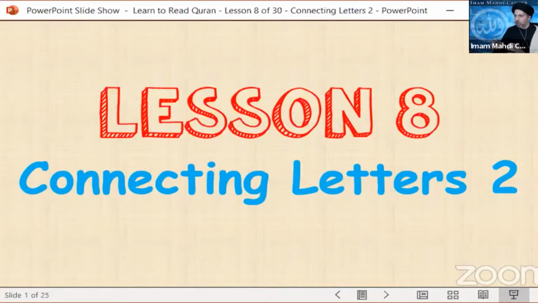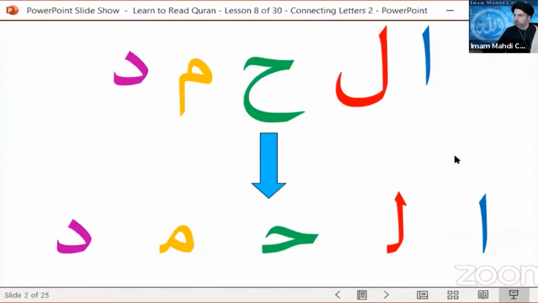Tonight, inshallah, we're going to practice connecting letters into words that are 5 letters or more. We'll see that the process is the same, whether it's a 2-letter, 3-letter, 4, 5, 6, whatever letter word it may be. So we're going to start with our first word. We have 5 letters here: alif, lam, ha, mim, and dal.